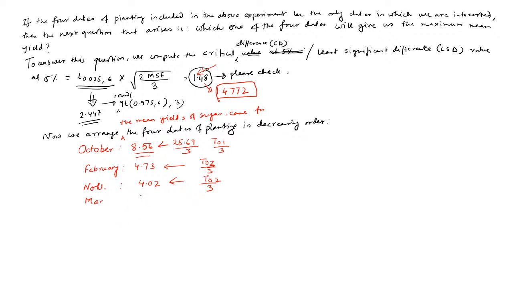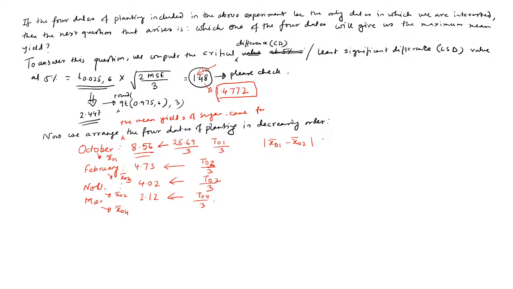March, this is 2.12, T04 by 3. Now, I denote the mean of October by x01 bar, this is x03 bar, this is x02 bar, and this is x04 bar. Okay. Now find this value, x01 bar minus x02 bar.